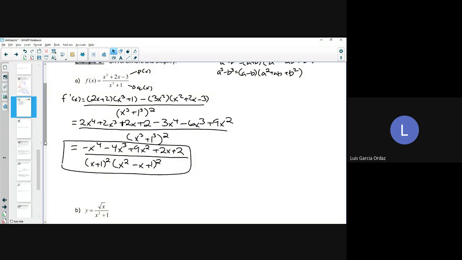Okay. We're going to do B next, and then for example C, you guys are going to do it on your own. All right, so this is the simplest as it gets, as we cannot factor any further, or we cannot cancel out any like factors from this function, or from the derivative of the function.